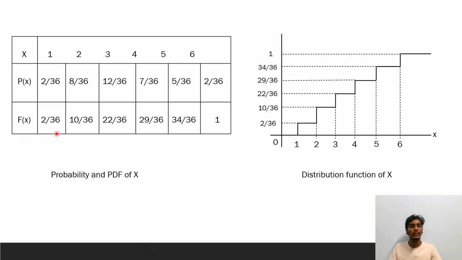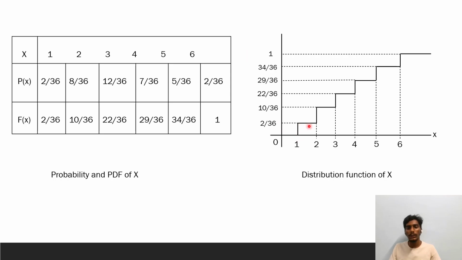Event 1 got 2 by 36, event 2 got 10 by 36, event 3 got 22 by 36, event 4 got 29 by 36, event 5 got 34 by 36, and the last event x6 got 1 as the distribution function. This is the tabular representation of the PDF for the events 1 to 6 and their probabilities. This is the tabular representation of the random variable x. We are considering 0 to 6 as the x values, and these are their probabilities: 2 by 36, 10 by 36, 22 by 36, 29 by 36, 34 by 36, and 1.